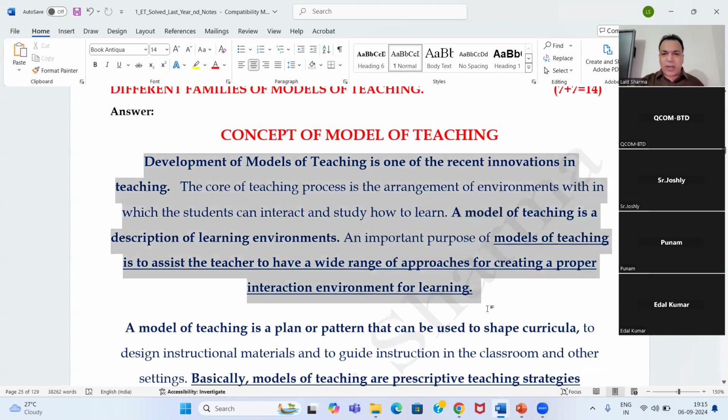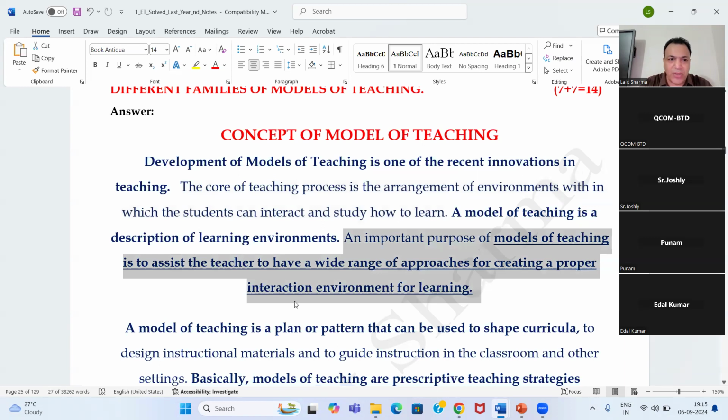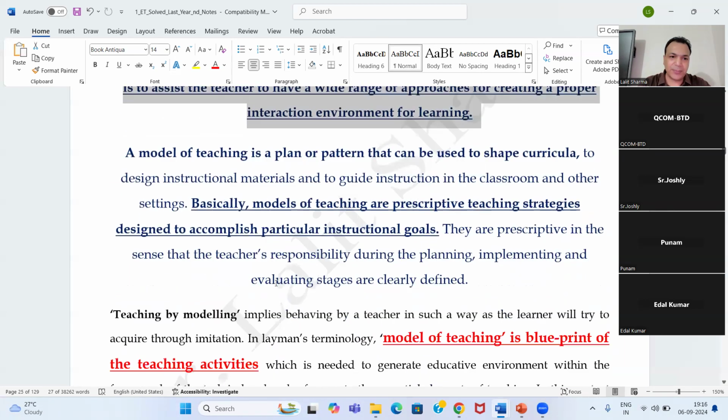Development of models of teaching is one of the recent innovations in teaching. The core teaching process, this is a very important line, is the arrangement of environments within which the student can interact and study how to learn. A model of teaching is a description of a learning environment. Description is a very important word. An important purpose of a model of teaching is to assist the teacher to have a wide range of approaches for creating a proper interaction environment for learning.